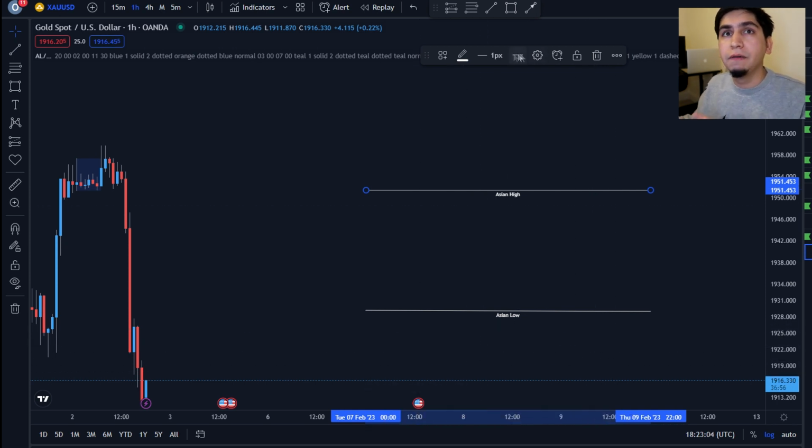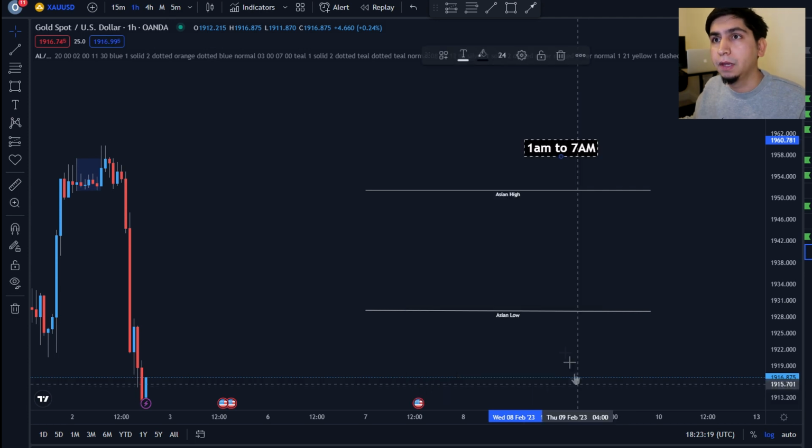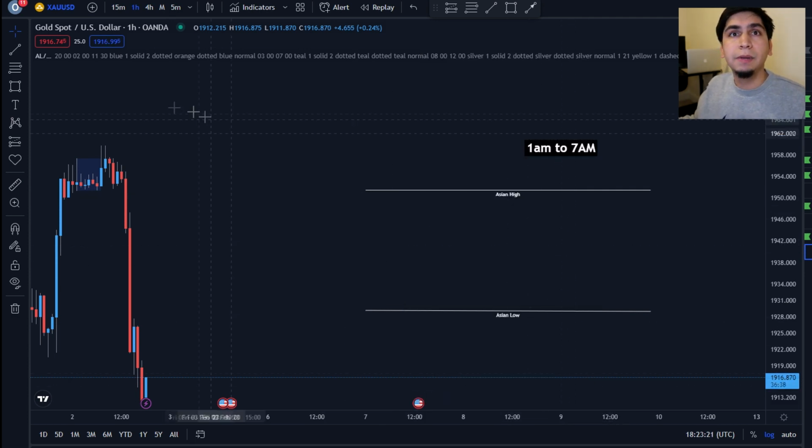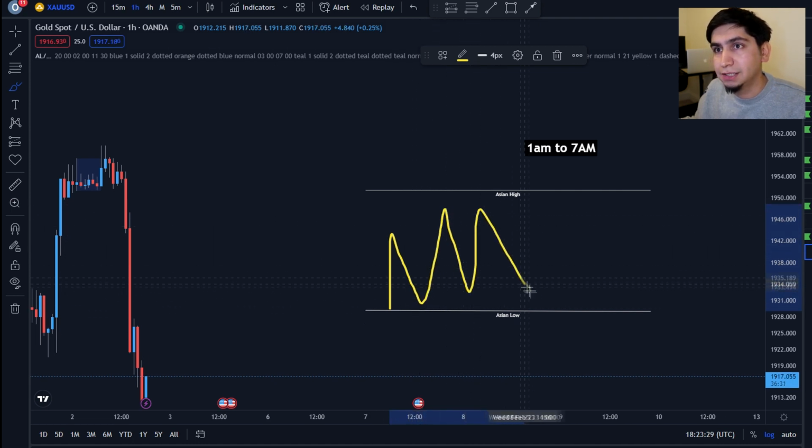So what does this essentially mean? The Asian low and the Asian high is the price range from 1 AM to 7 AM. This is UK time, by the way. It is basically the price movement during this time.